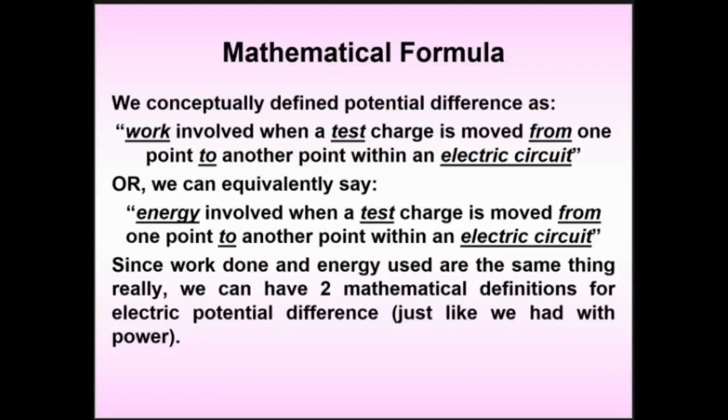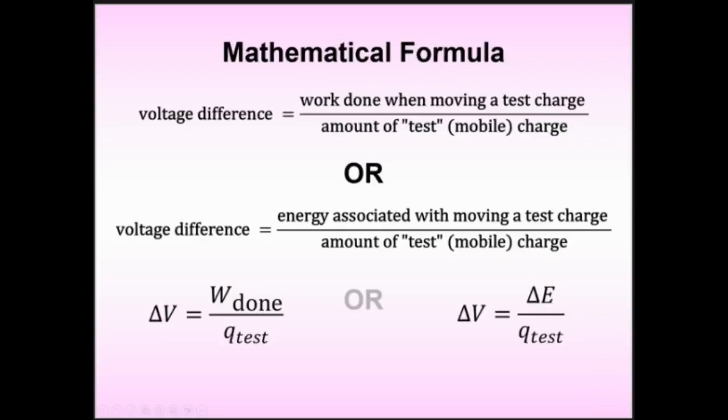Also efficiency. Everything that depends on work also depends on energy. So you always get two equations. They are really the same, but technically you have to be given two. Okay? All right. What are the equations? Here they are. Voltage difference is either work done when moving a test charge divided by the amount of that test charge, or energy associated with moving a test charge divided by the amount of test charge.